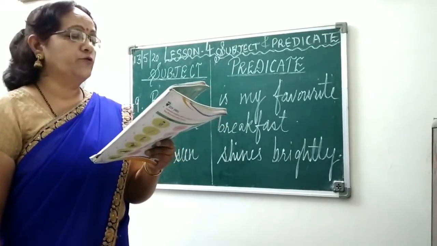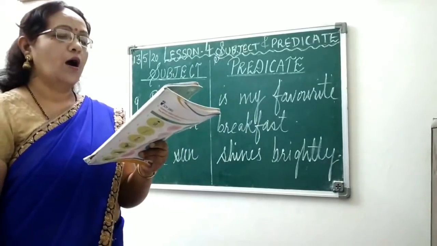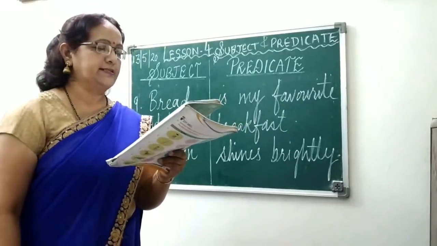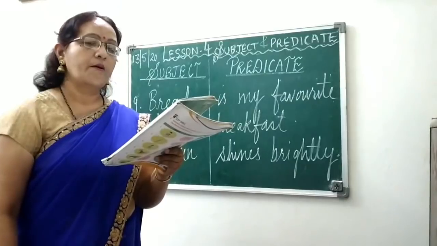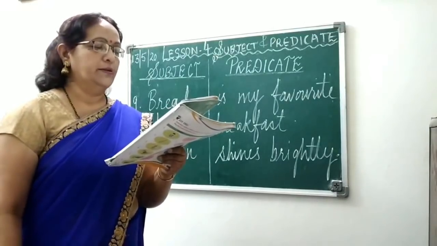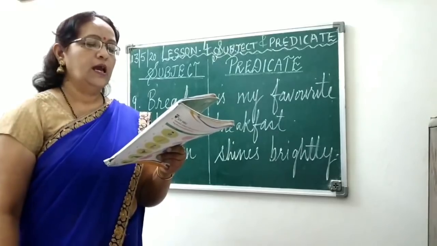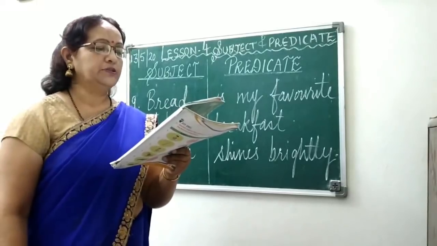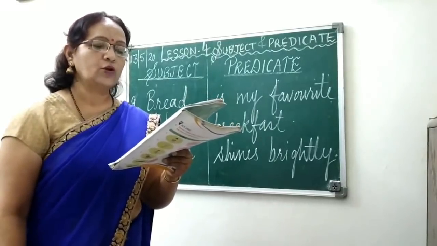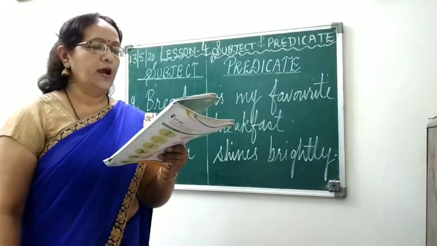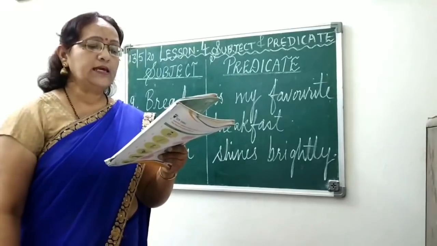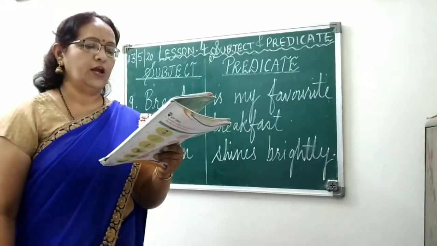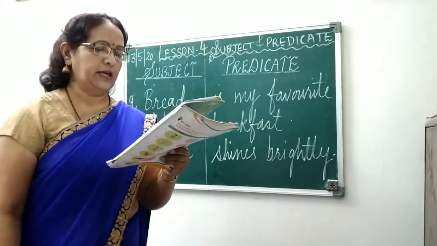The girls, fifth one, the girls, subject, are singing and dancing, predicate. Sixth one, most boys, subject, like cricket, predicate. Seventh one, Archana, subject, is an intelligent student, predicate. Eighth one, Humpty Dumpty, subject, sat on a wall, predicate. Bread and butter, subject, is my favorite breakfast, predicate. The sun, subject, shines brightly, predicate.